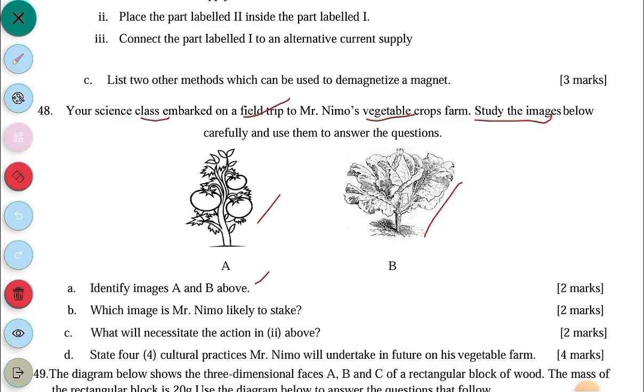Then it says, which image is Mr. Nemo likely to stake? Image A. What will necessitate the action in II above? So you need to stake this, that is to support the plants, because the stem is very weak. The tomatoes would definitely make the plant lean to a particular side. So to expose the leaves to sunlight, you need to stake so that they will stand upright.